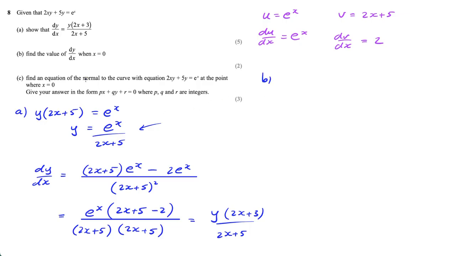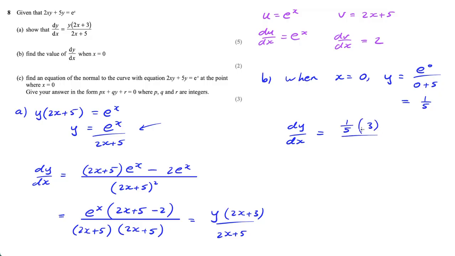Okay, part B. Find the value of dy/dx when x equals 0. Hopefully not difficult, guys. dy/dx is in terms of x and y, so let me just make sure I get y first. When x equals 0, y equals e to the 0 over 0 plus 5, which is 1 over 5. Okay, so dy/dx is equal to, now I'm going to sub in 0 and 1 over 5 in here. So y is 1 over 5.